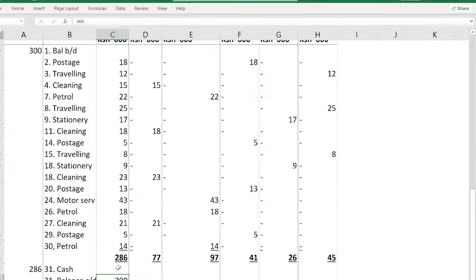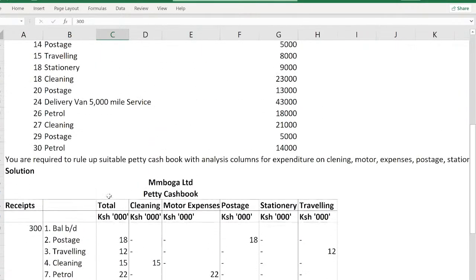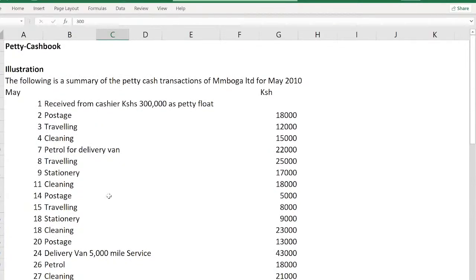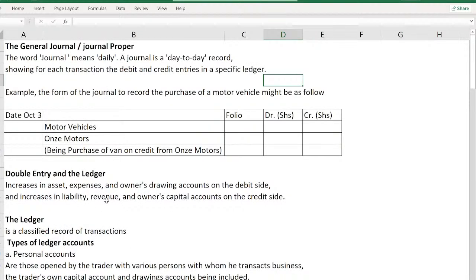So that is our petty cash book illustration and how to do it. So you can go ahead and look at the general journal or the journal proper. For the general journal, you can use the word journal or the diary, which means daily. So a journal is a day-to-day record. For this, it is showing for each transaction the debit and credit entry in a specific ledger. So we do this in a daily routine.